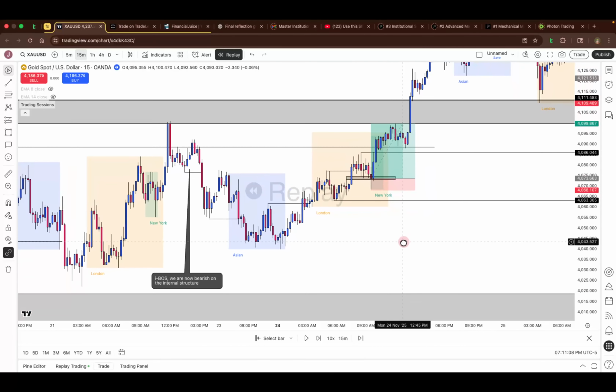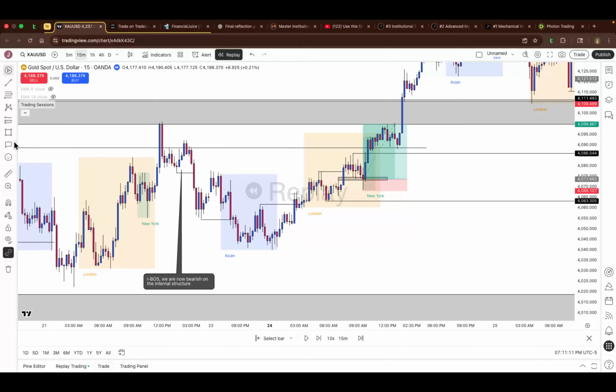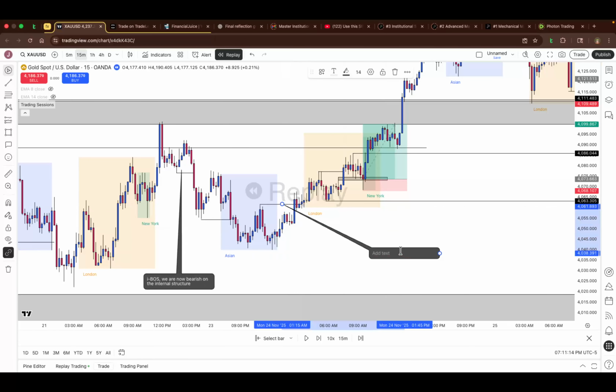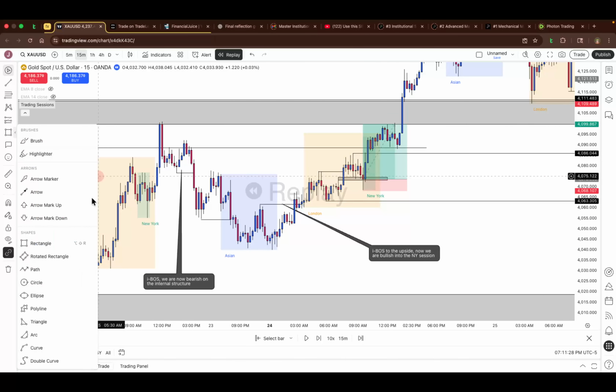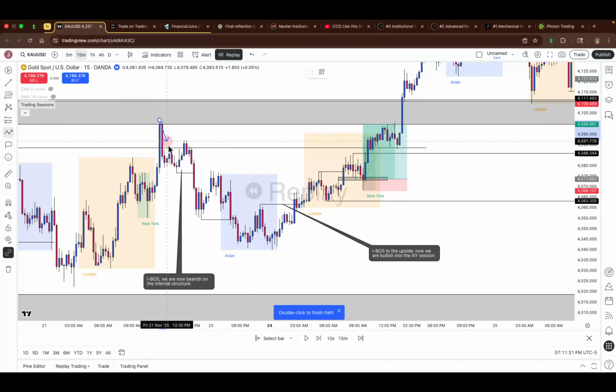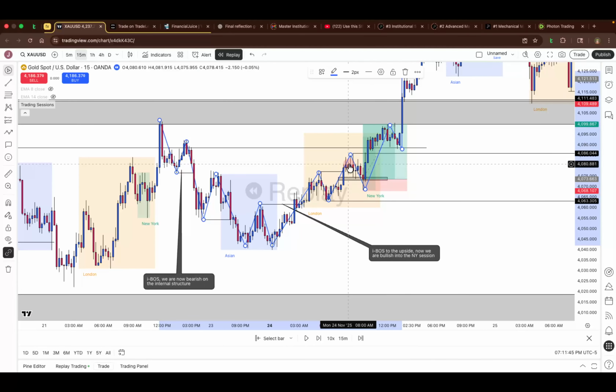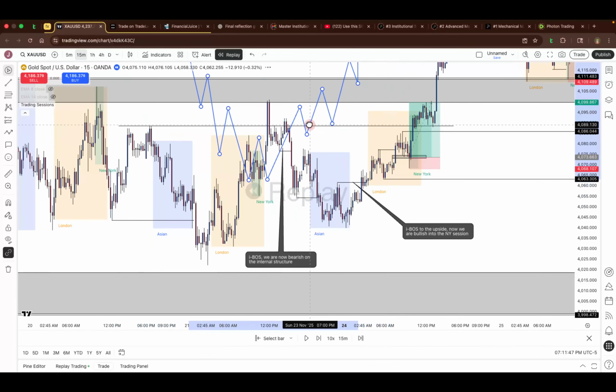But what do we see before London open? We see an internal break of structure to the upside. Another IBOS, to the upside. Now we are bullish, and just to further express this, let's look at this. Boom, boom, boom. Of course, hindsight, but let's just look at this. This is beautiful market structure right here.